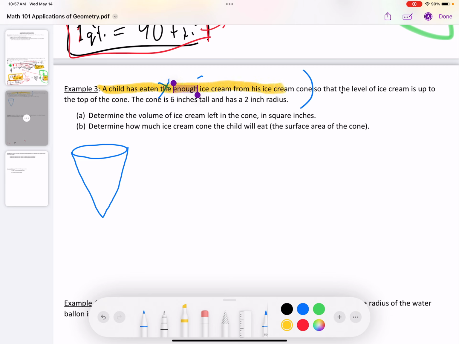A child has eaten enough ice cream from his ice cream cone so that the level of ice cream is up to the top of the cone. Okay, yeah, because usually when they give you an ice cream cone, the cone's here, and then there's a little bit of ice cream on the top, or maybe a lot, depending how many scoops.